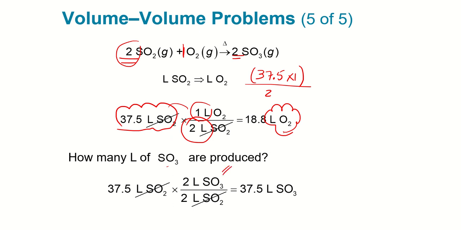So this is the mole ratio or volume ratio of the equation, right? I have 2 liters of SO3 over here, and 2 liters of SO2 over here. So cut, because 2 divided by 2 is 1, what I have is 37.5 liters of SO3. This is how simple it is to work with volume-to-volume problems in stoichiometry.